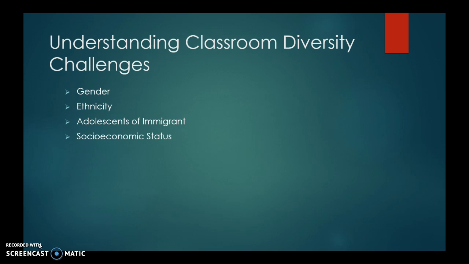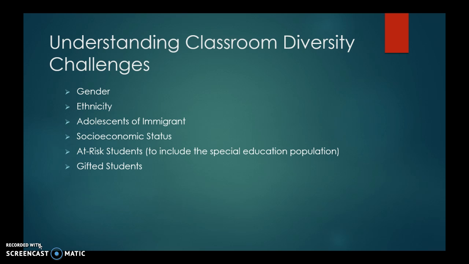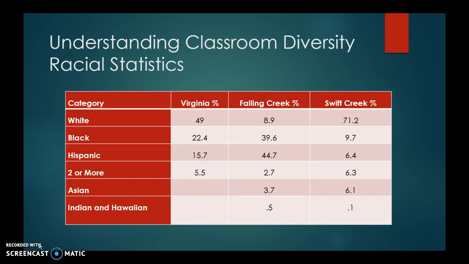Social economic status. I'll show some stark differences between two schools that are not far from each other. At-risk students, 13%, or 145,000 Virginians, have learning disabilities. Gifted students, how do we serve them in the same classes, and students of various religious or non-religious beliefs?